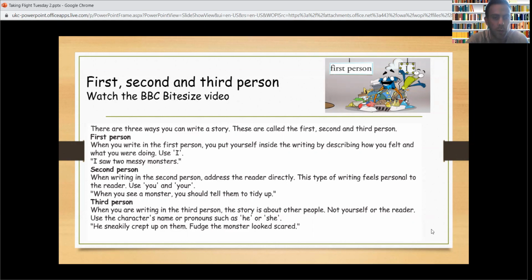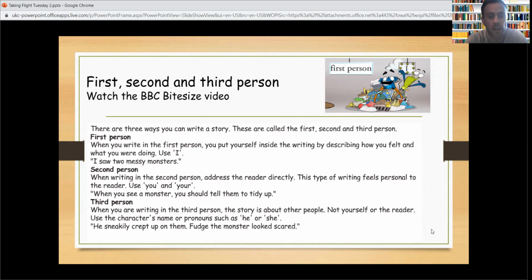All right, so hopefully you understand a little bit more about first, second, and third person. Some of those you should know, maybe one of them you're not so sure on. So that's why I want to have a little talk about the three of them. So first person, just to recap: when you write in the first person, you're putting yourself inside the writing, or you are writing as someone else. So you need to describe how you feel and what you are doing. So you use I a lot. Okay, so: I saw two messy monsters. That's what you need to think about. I is the key for first person. You are in the story, you are being one of the characters.